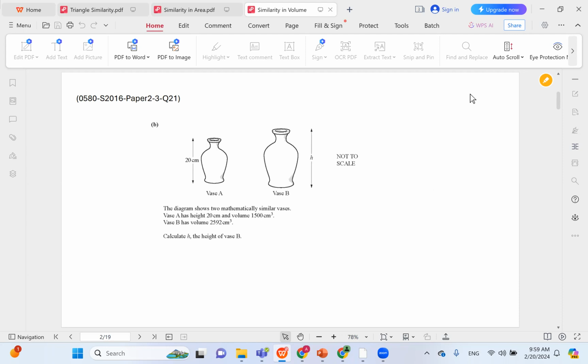So in the previous video, we discussed the similarity of areas, and we said that A1 over A2 equals S1 over S2 to the power of 2. And we said that the reason is that the unit of side is centimeter and the unit of area is centimeter squared. So we have to square the ratio of sides in order to obtain the ratio of areas.